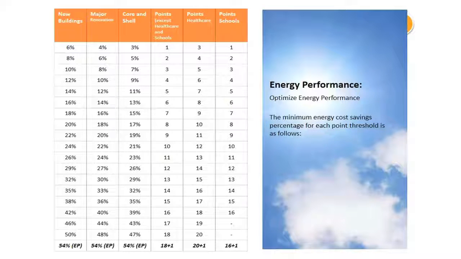Say you've got a major renovation that's saving, say, 19%, and it is a LEED for, we'll say, a LEED for new construction project. Now that project would earn 8 points, corresponding with an 18% achievement for a major renovation. Now if it hit the 20% mark, it would get 1 more point, or if it dipped below 18%, it would qualify then for 7 points.